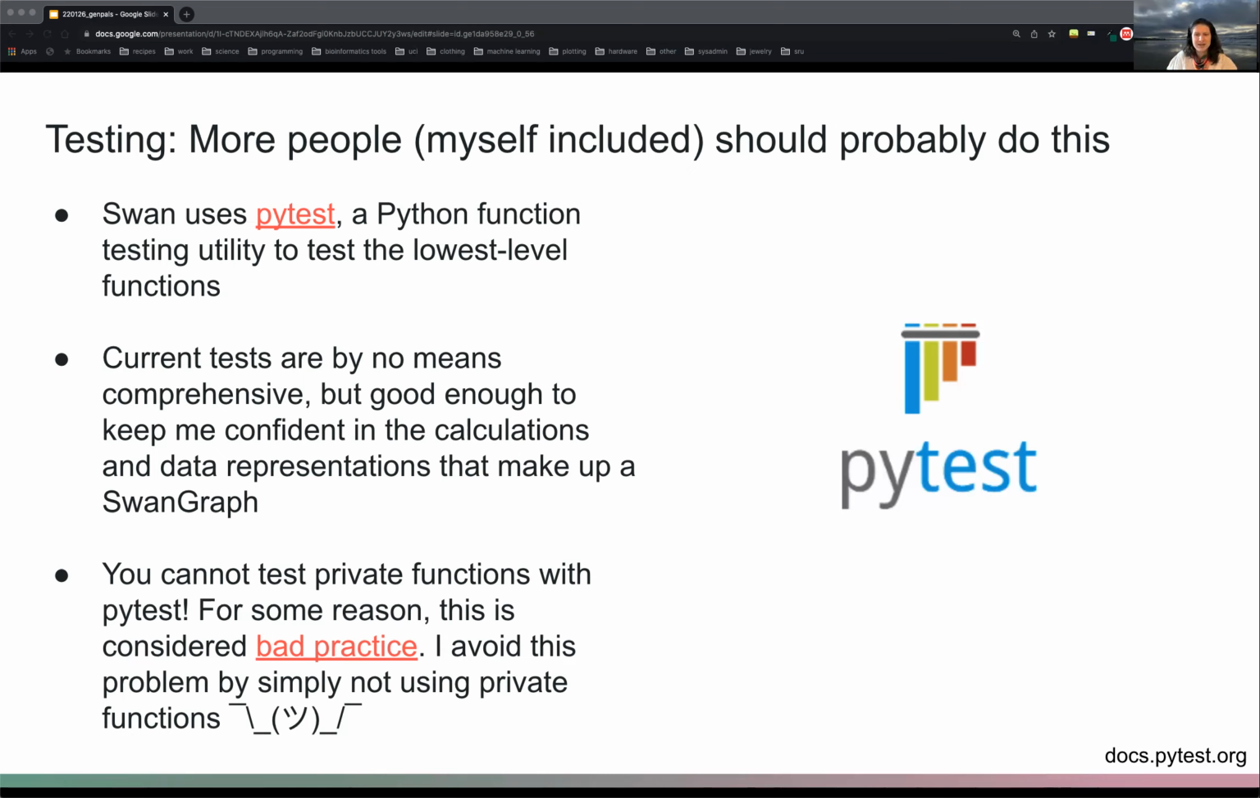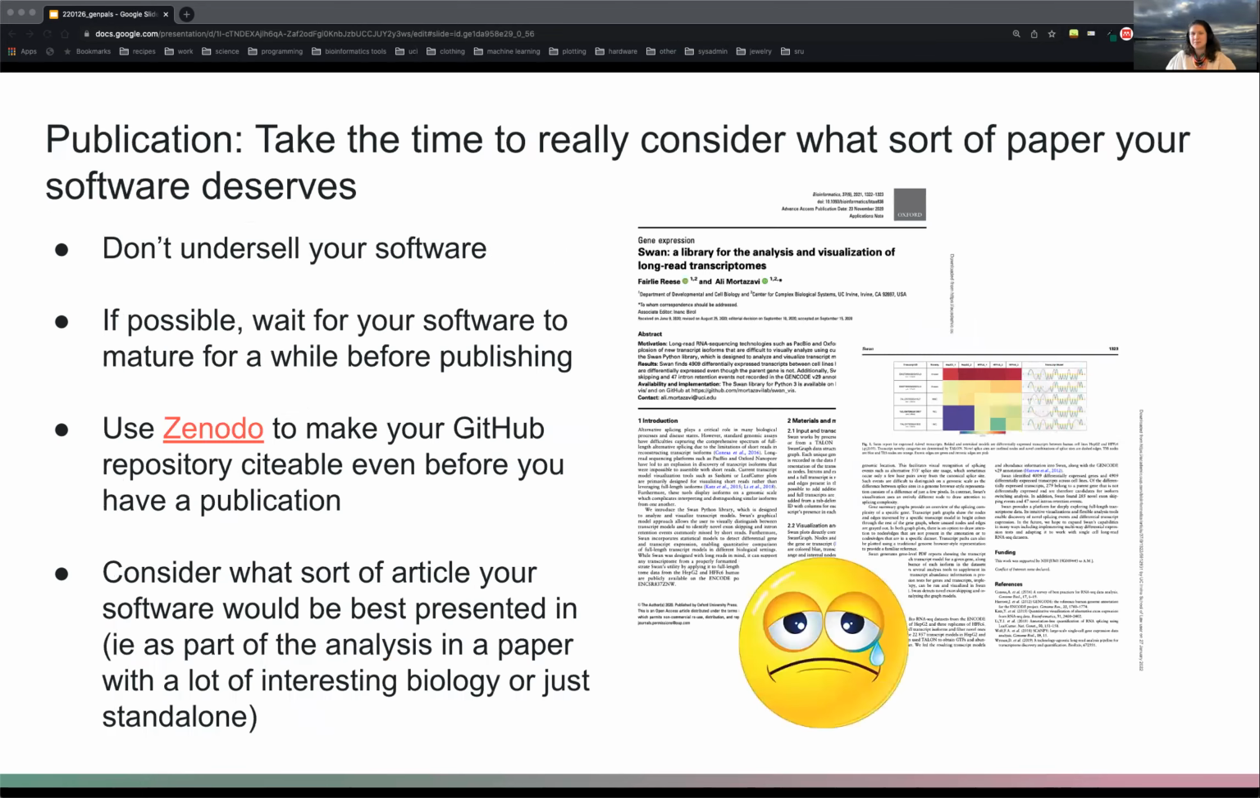Okay, last couple of points. Publication. Definitely consider what sort of paper your software deserves. This is something that I'm continually salty about, and I've definitely given my lab mates advice on this. Swan is a 2-page paper where part of the second page is the references. And I've spent hours and hours and hours writing this software and improving it. And it is so much more than what is in this one manuscript now. And it's just kind of a bummer that this is the way that it exists in its published form.